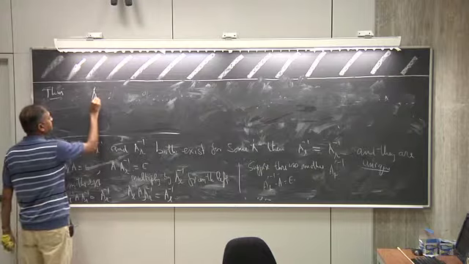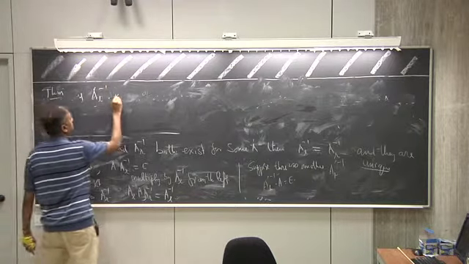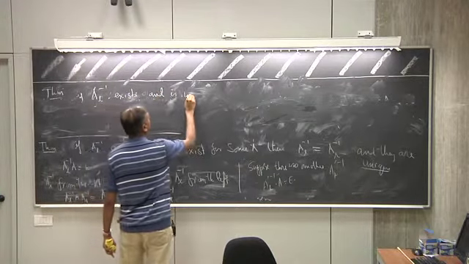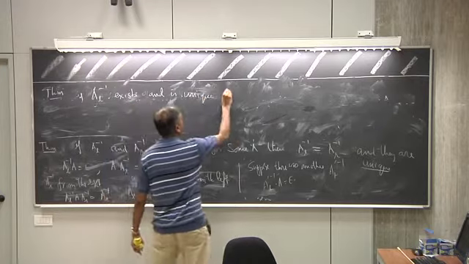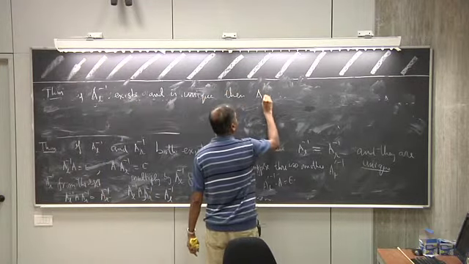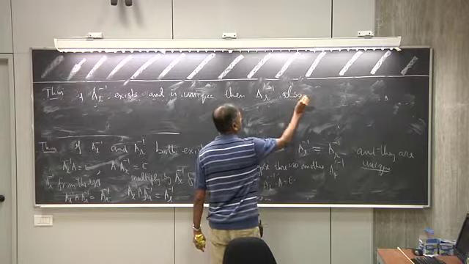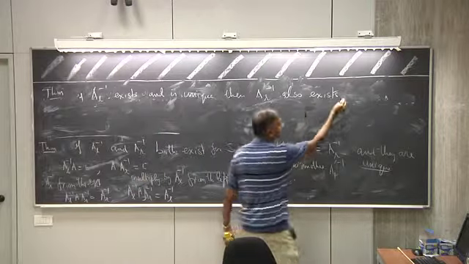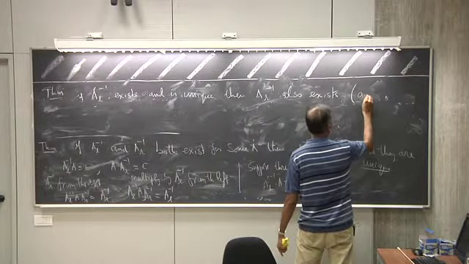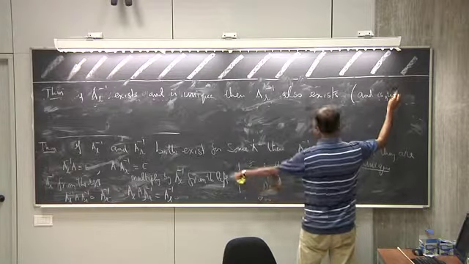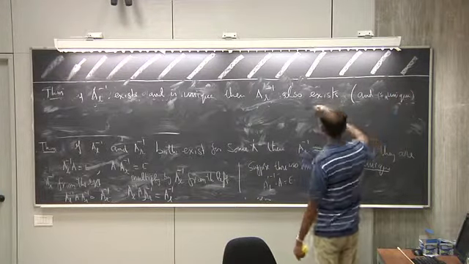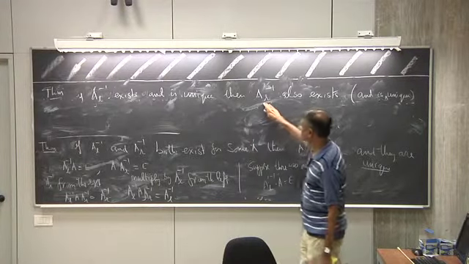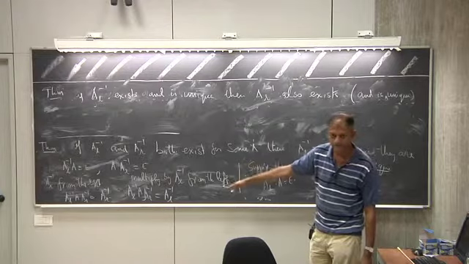Suppose A left inverse exists. So if A left inverse exists and is unique, then A right inverse also exists and is unique. Well, uniqueness just follows from the previous theorem. If you can prove that this implies that A right inverse exists, then the uniqueness follows from the previous theorem. So you don't need to prove that.